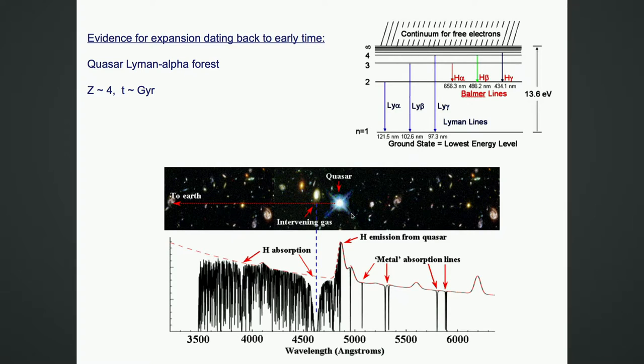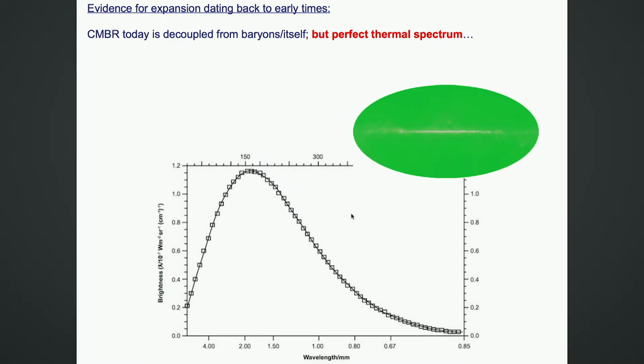And from these properties, we can infer two things. First, this system is extremely old. It's been shining ever since the universe was about 1 billion years old. Okay? And second, expansion, that we can measure from the properties of these absorption lines, was already going on at the time. Okay? So expansion dates back a very long time. And there are more arguments that expansion dates back even further.